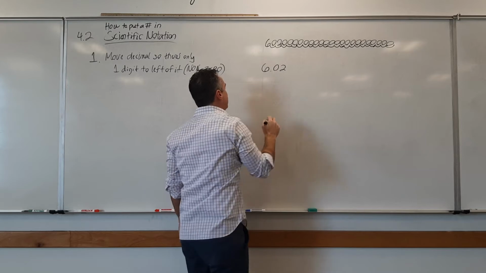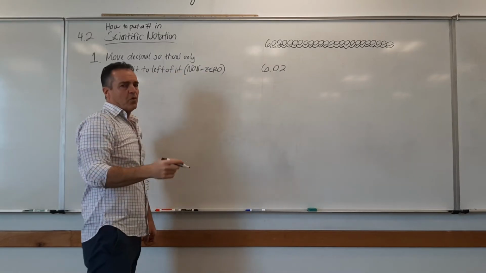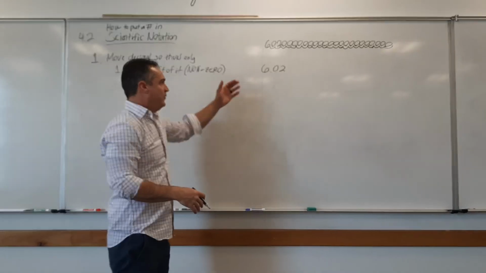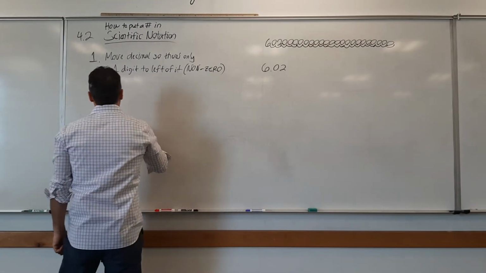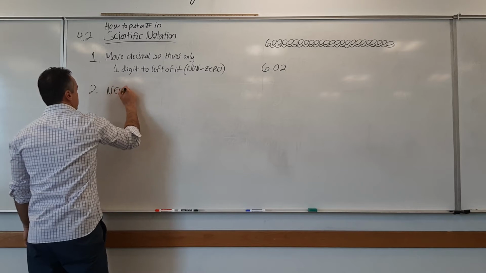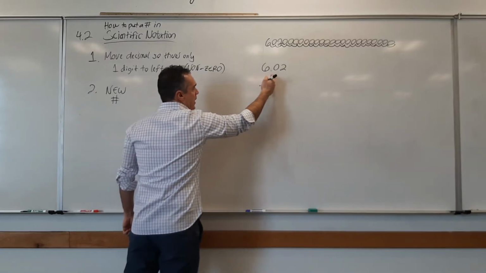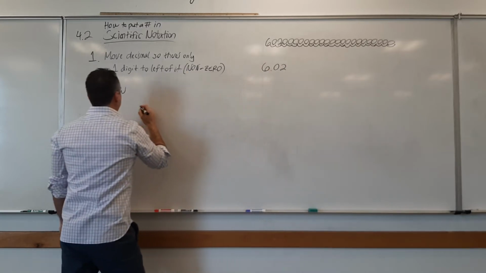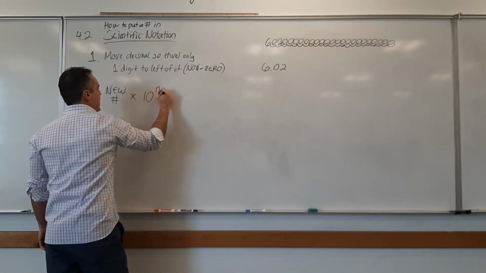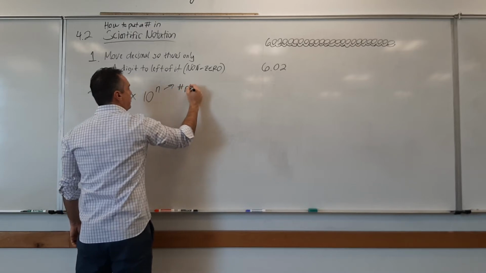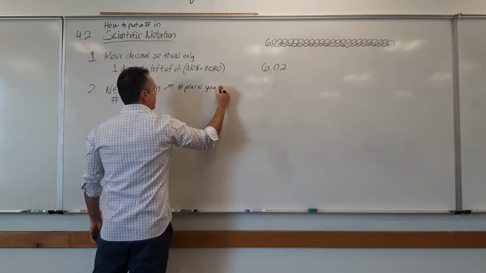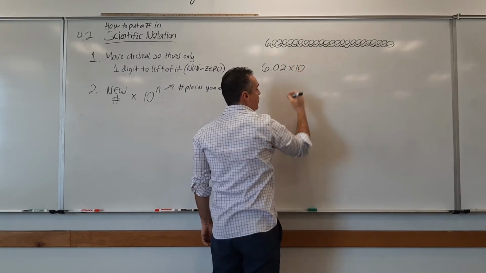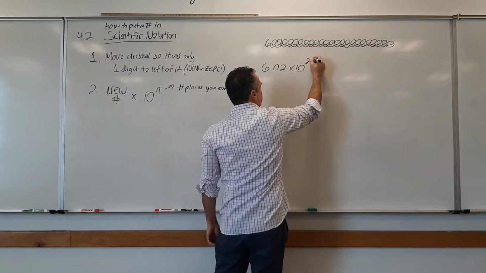So now, if you notice, I moved the decimal, so there's only one digit to its left, and that digit cannot be 0, and it's not 0. Then the next thing is we're going to write our new number. Instead of 602 followed by all those zeros, we have 6.02, but it's going to be times 10 to the n, and n is the number of places you moved the decimal. We moved it 23 places, so 10 to the 23rd.